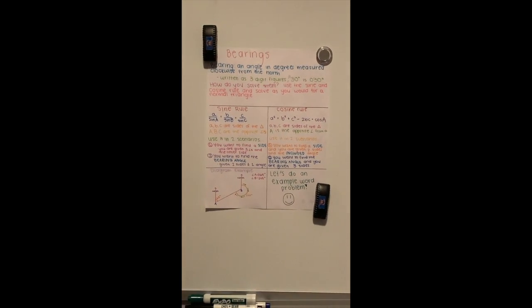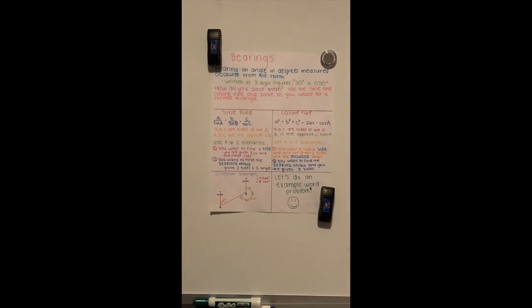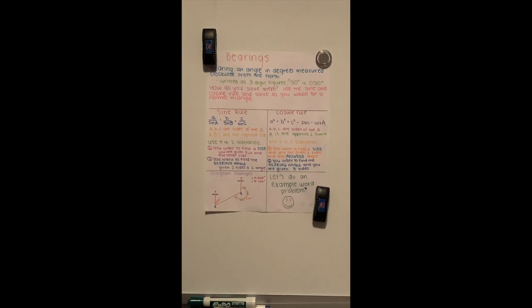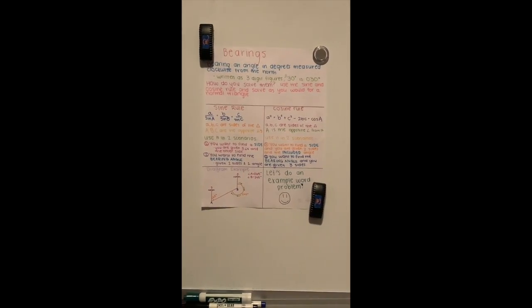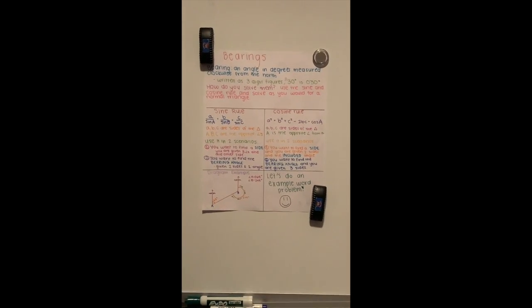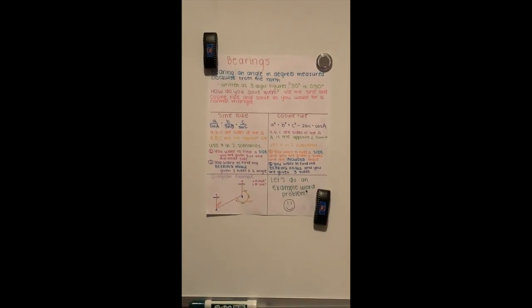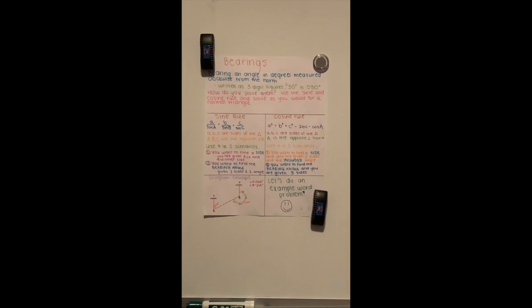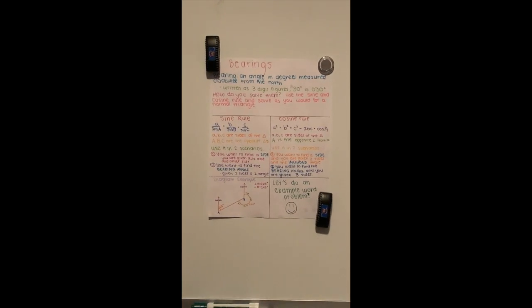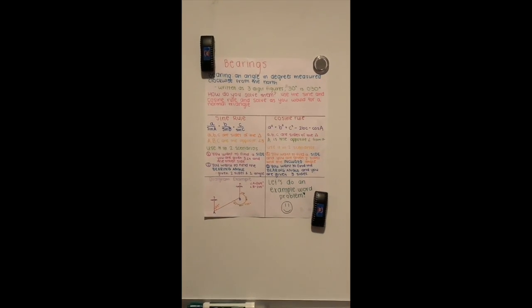You also use the cosine rule in 2 scenarios, but these scenarios are different from when you use the sine rule. You use the cosine rule when you want to find a side and you already have 2 sides and the included angle between the 2 sides. You also use it when you want to find an angle and you already have 3 sides.